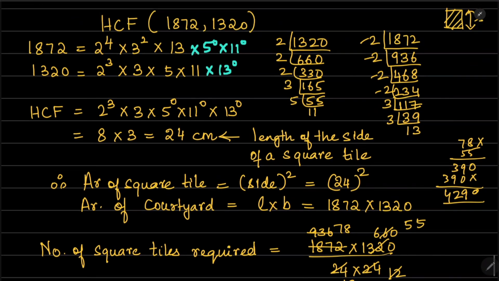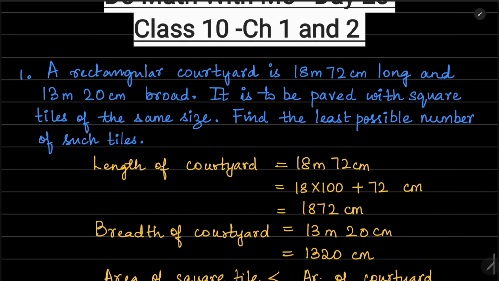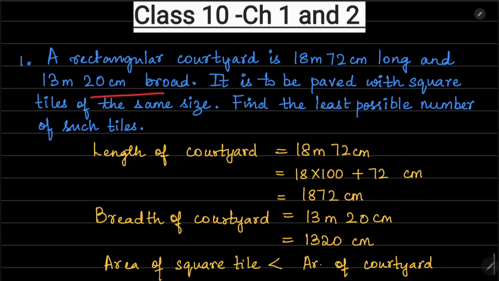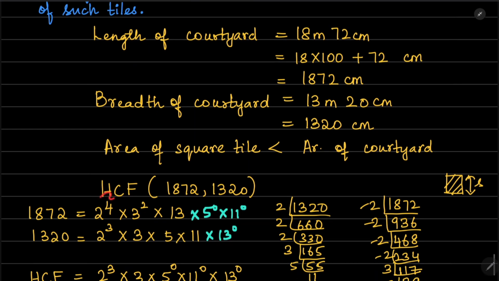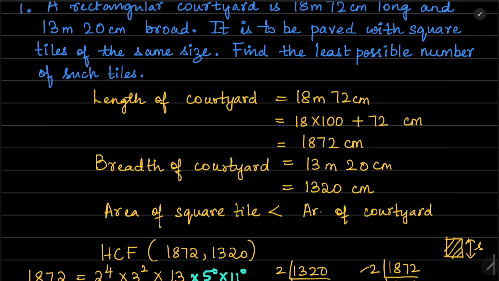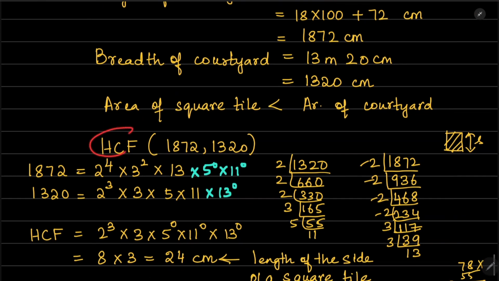Okay, that's all. So whatever is given, first of all, write what is the length and breadth, and then convert it into centimeters. And then you should know why we are calculating HCF, because if you know the length of the side of a square tile, you have to find the least possible number of tiles needed, and all the square tiles will be of the same size. So the length of the square tile will definitely be lesser than the length of the courtyard. And whenever the answer that you need is lesser than the value which is given to you, then you have to go for HCF.